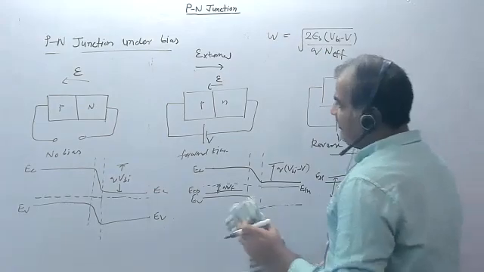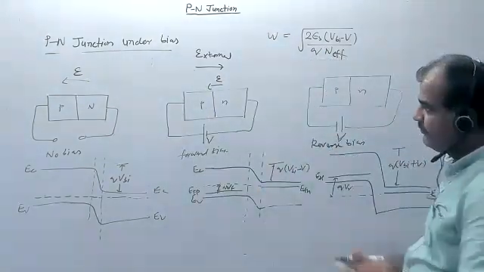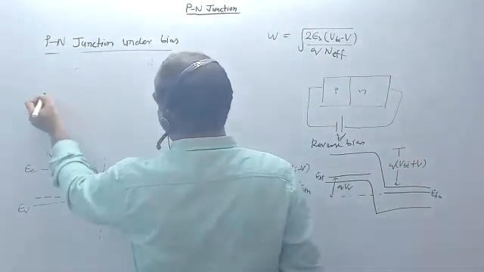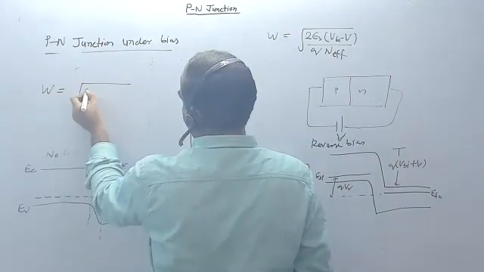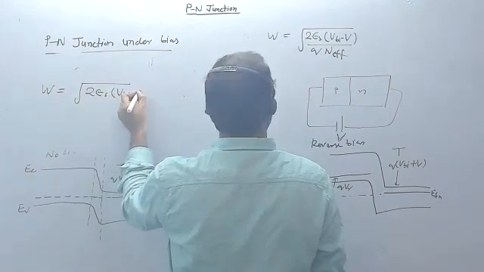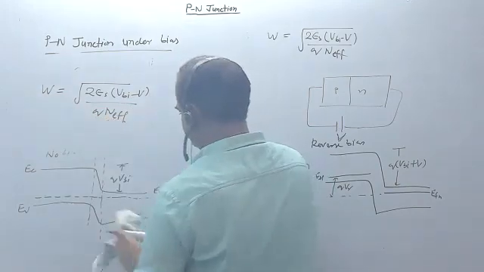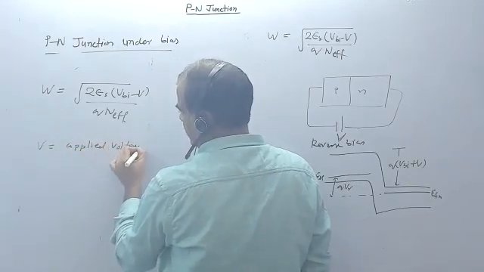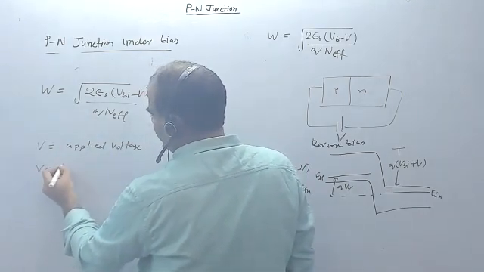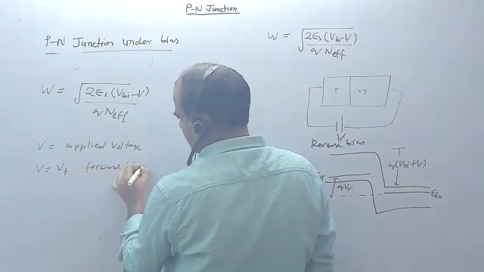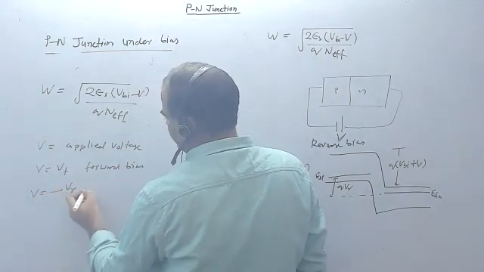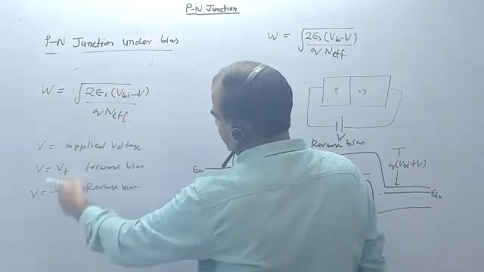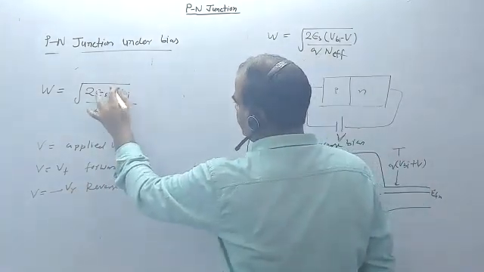So W equals the square root of 2 ES (VBI minus V) upon Q and effective, where V is the applied voltage. If it is a forward bias, then you can write V equal to VF. If it is a reverse bias, then V equals minus VR. So you can put the V value here. Forward bias it will be VF, for reverse bias it will be minus VR, and this first one is no bias.